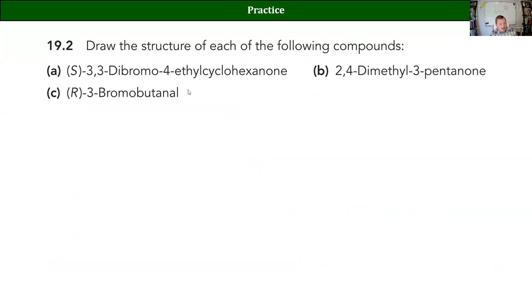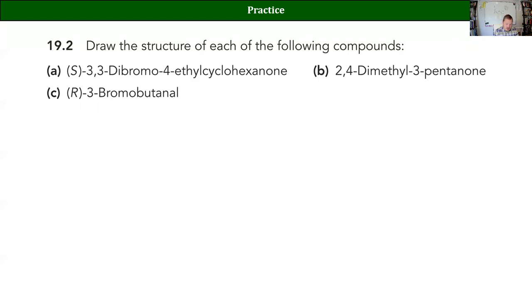All right, so here's some reverse practice. I always found this to be a lot easier for me, at least, because reading through the name will remind you of what the various rules are you need to pay attention to. So let's do A since it's the most complicated, and then we'll keep going.